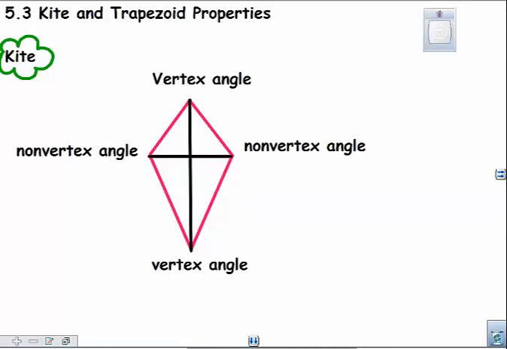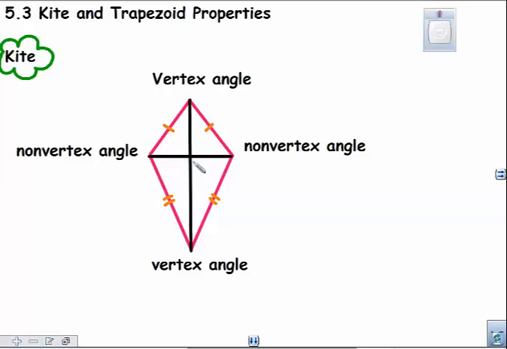A kite, we said, was a figure that has two sets of consecutive congruent sides. So these two would be equal and these two would be equal, but they're not equal to each other. If they were all equal to each other, it would be a rhombus.